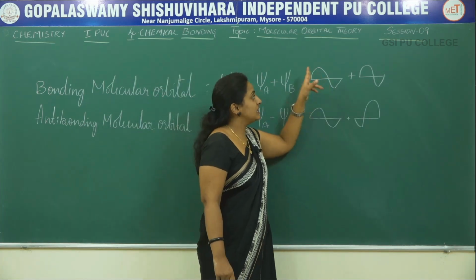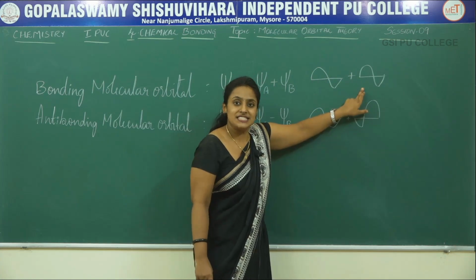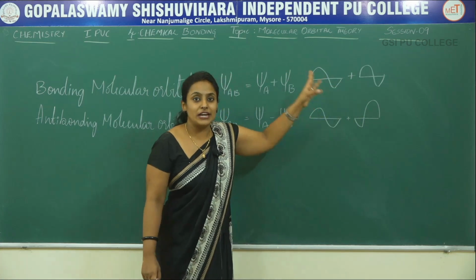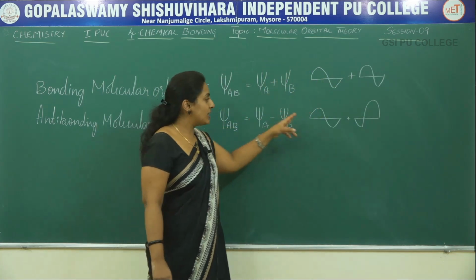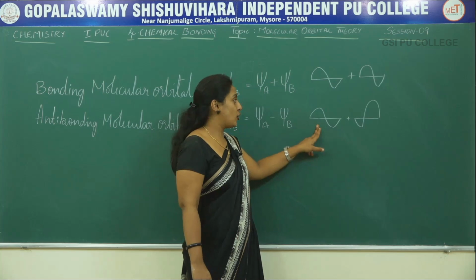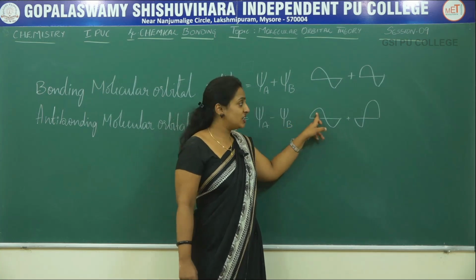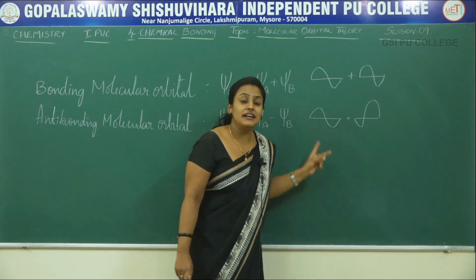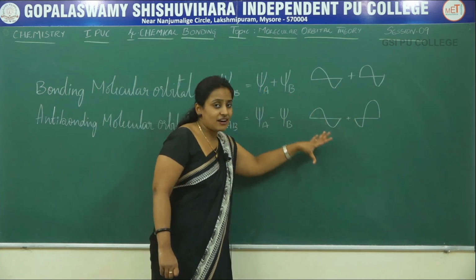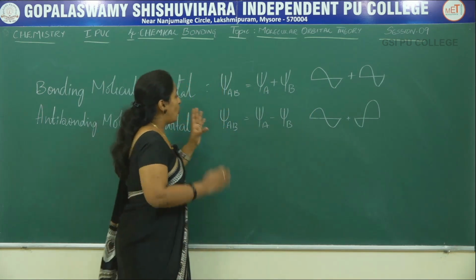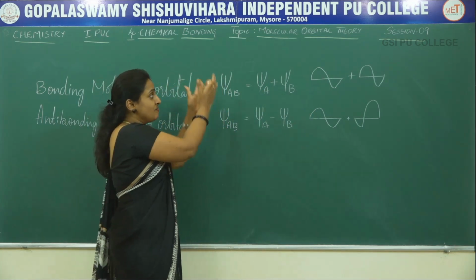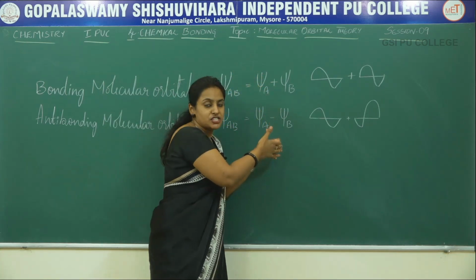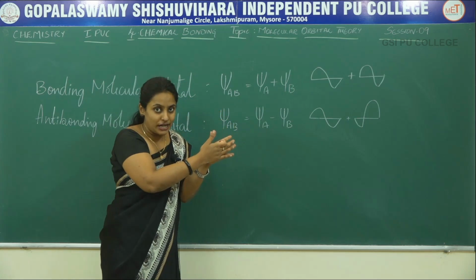So you can observe here the crests of the two wave functions are on the same side, that is constructive interference. That means the bonding molecular orbital has been formed. You can observe here in the anti-bonding molecular orbital, the crest of one wave function is opposite to the crest of the other wave function. That means the two wave functions are nullifying each other, that is destructive interference. Therefore, the addition of two wave functions will give you the bonding molecular orbital. The subtraction of two wave functions will give you the anti-bonding molecular orbital.